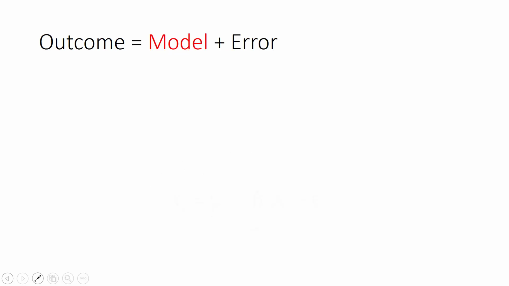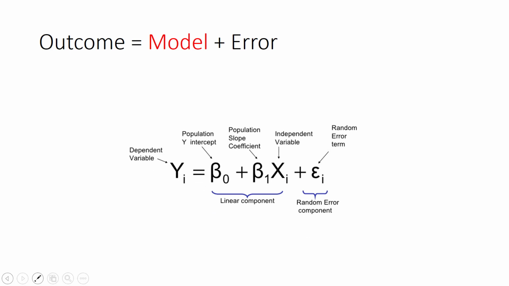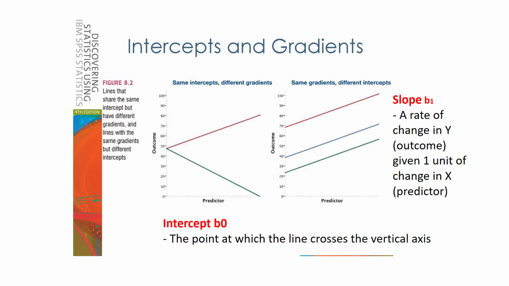A linear regression is calculated based on the equation of outcome plus model plus error. A score of the dependent variable y can be described as the intercept plus slope plus error. Let me explain what intercept and slope really mean. Let's look at the graph on the left.